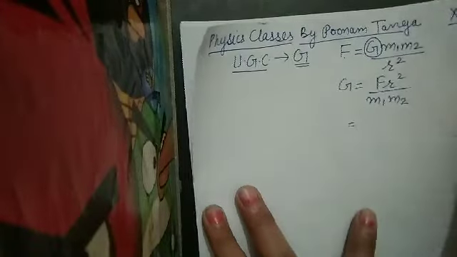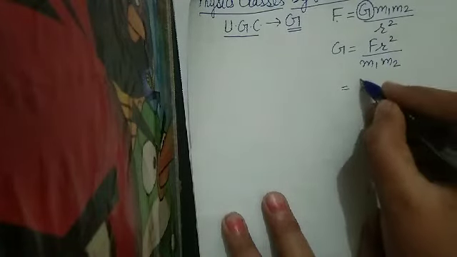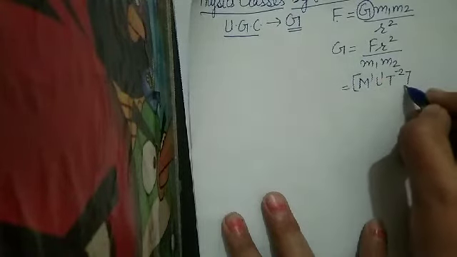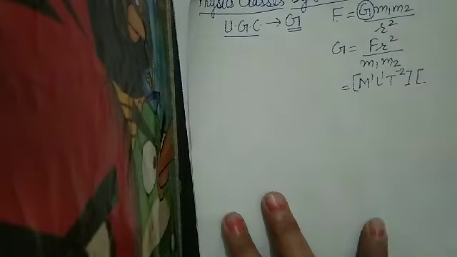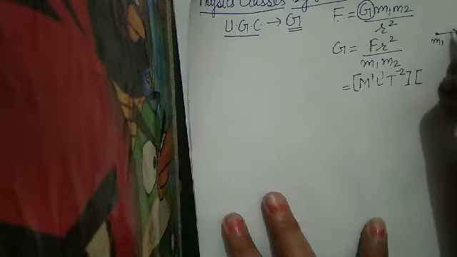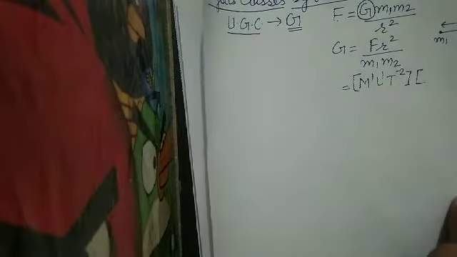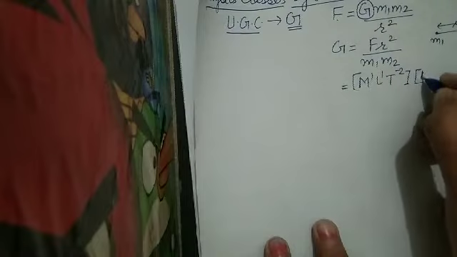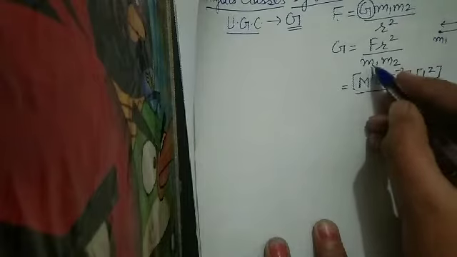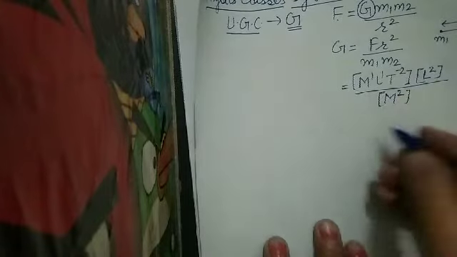Yes students, I have told you that you have to learn the dimensional formula of F only. It is [M^1 L^1 T^-2]. If m1 is the mass of the first, m2 is the mass of the second, and r is the separation between the two masses, then the dimension of r will be L, so it will be L square. The first and second masses both have the same dimension, represented by M, so it will be M square.